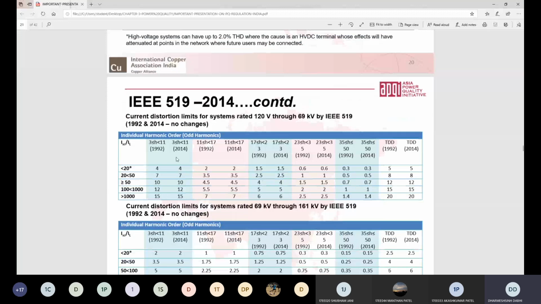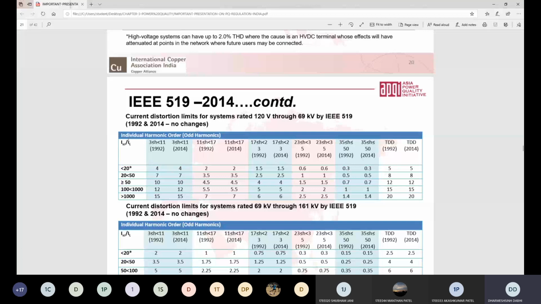In the same way, in 2014 the standards related to harmonics for the different voltage levels were also changed. So these are the standards for rated voltage between 120 V to 69 kV. But in this range, no change happens between the 1992 and 2014 standards.